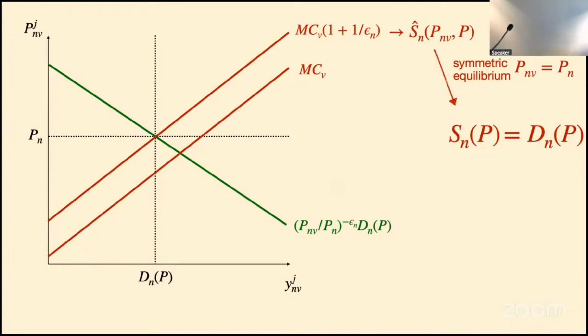So in equilibrium, this is a firm that has this marginal cost, augmented by a constant markup, which we know is relevant for a Dixit-Stiglitz firm facing a demand curve. Here's the demand curve.